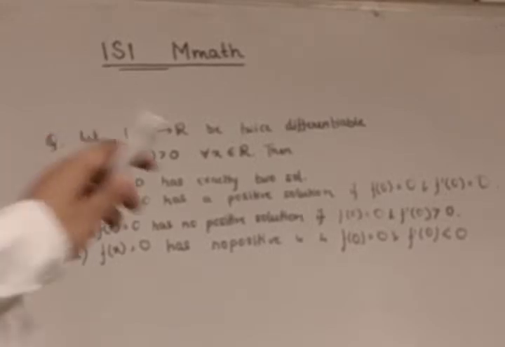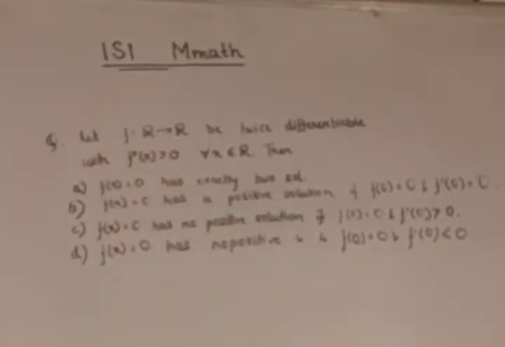It says that let f from R to R be a twice differentiable function with f double dash x, that is the second derivative of f, greater than 0 for all x in real numbers. Then f(x) equals 0, option A, has exactly one solution. Option B: f(x) equals 0 has a positive solution if f(0) equals 0 and f dash 0 equals 0. Option C: has no positive solution if f(0) equals 0 and f dash 0 is greater than 0. Option D: f(x) equals 0 has no positive solution if f(0) is 0 and f dash 0 is 0.